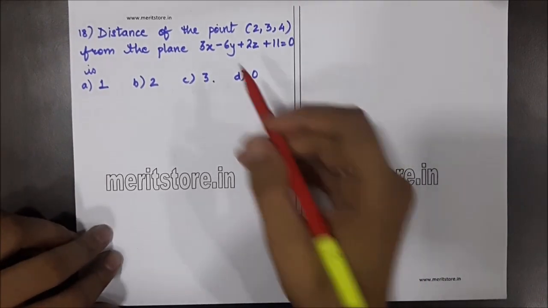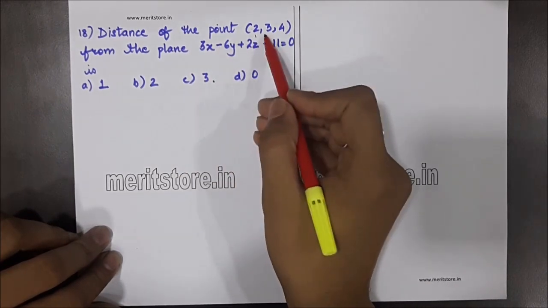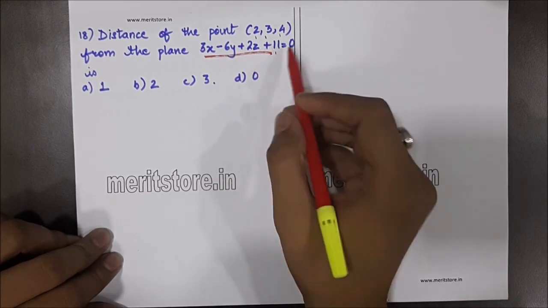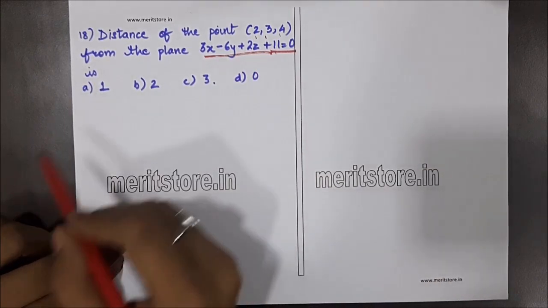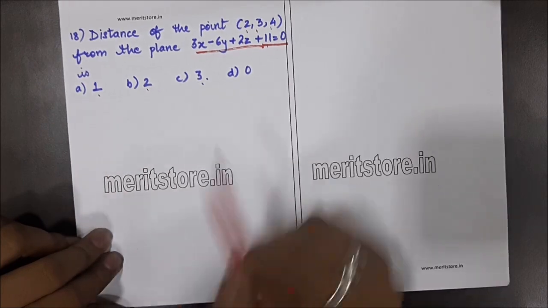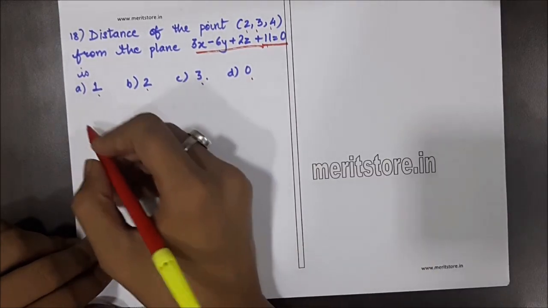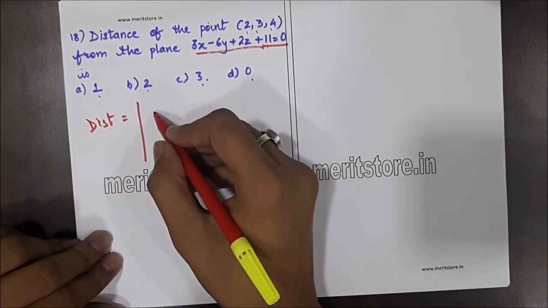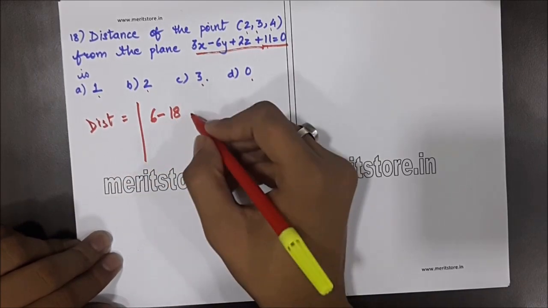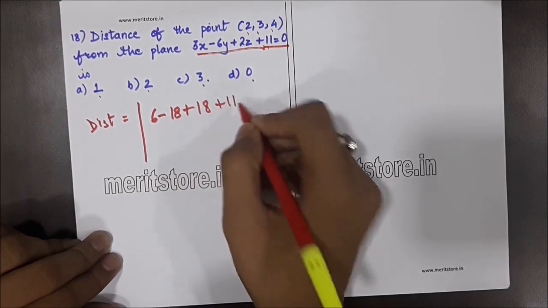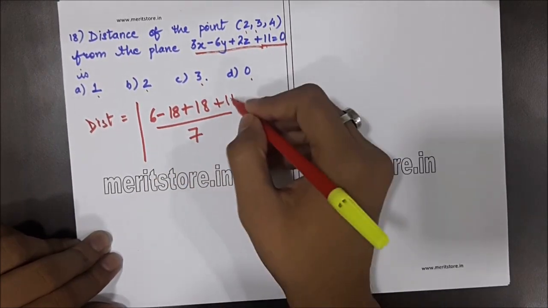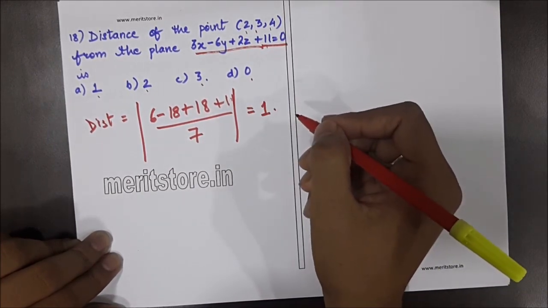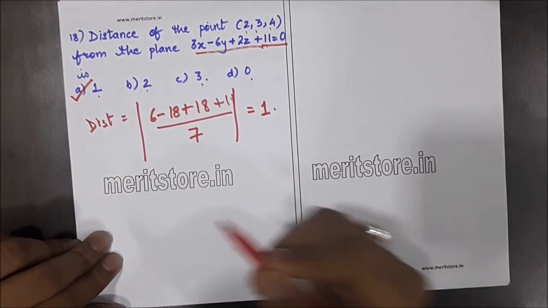Question number 18. Distance of the point 2, 3, 4 from the plane 3x minus 6y plus 2z plus 11 is equal to 0 is: 1, 2, 3 or 0. We know that the required distance can be obtained using the formula. So substituting the values directly, 6 minus 18 plus 8 plus 11 upon 7, we would get it as 1. So the correct answer is option A, 1.